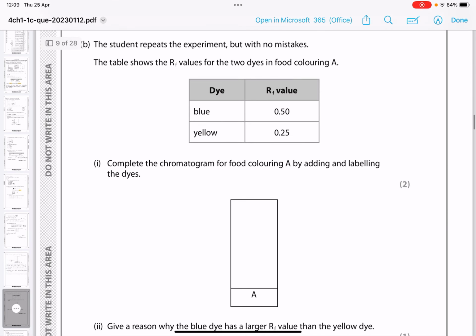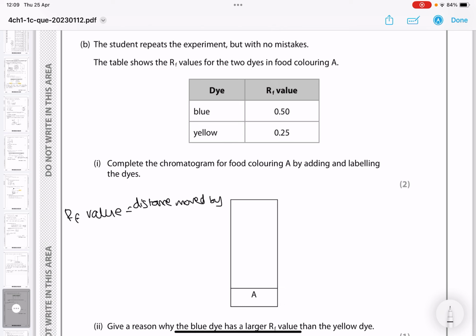Okay, next question. The student repeats the experiment but with no mistakes. The table shows the RF values for the two dyes in food colouring A. Complete the chromatogram for food colouring A by adding and labelling the dyes. Okay, so they've given us the RF value for blue and yellow. What is the RF value? So the RF value is the distance moved by substance divided by the distance moved by solute.